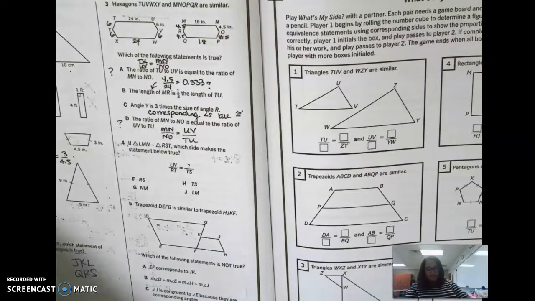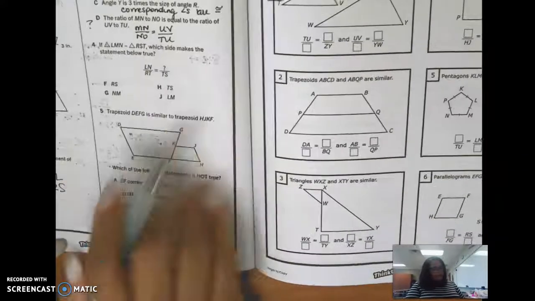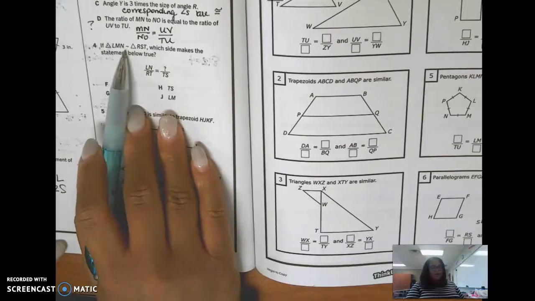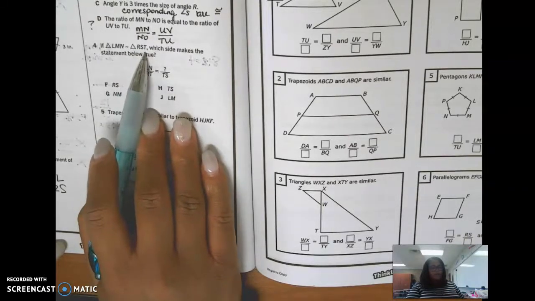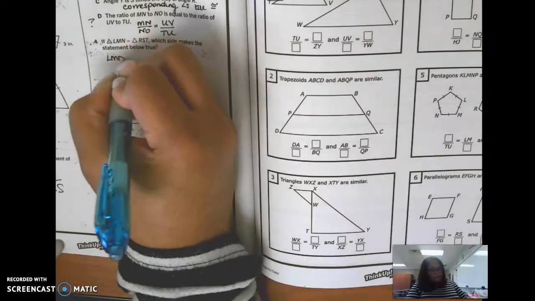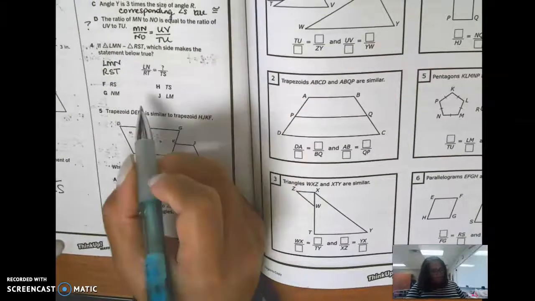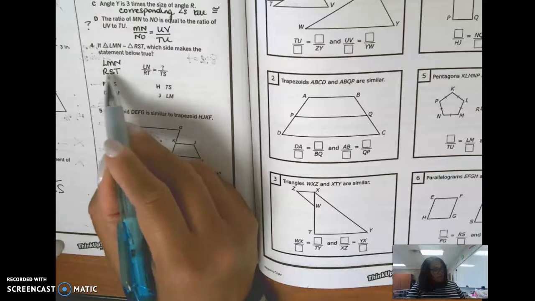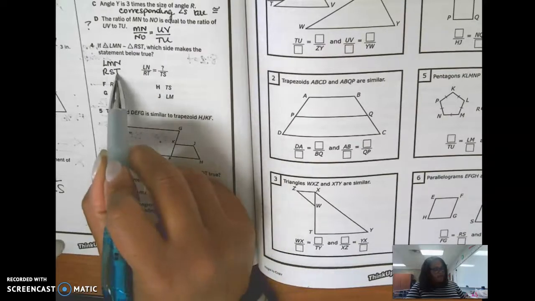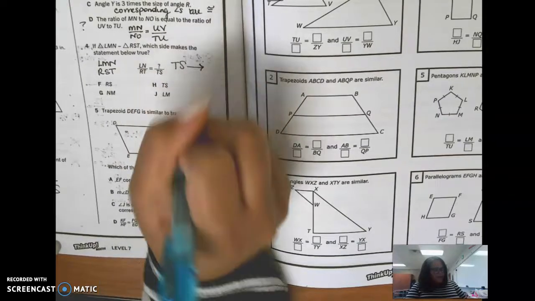All right. Next question. Number 4. If triangle LMN is similar to triangle RST, which side makes the statement true? LN, let's write my letters, LMN, RST. Okay, so LN and RT have to match TS. Who corresponds to TS?